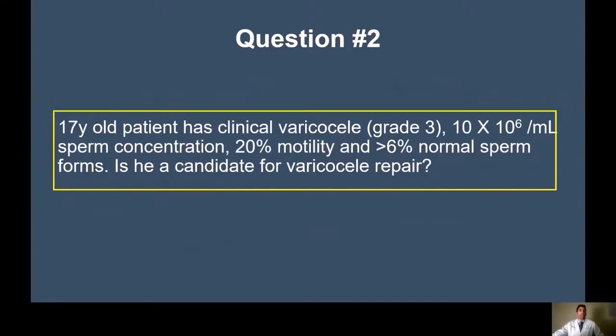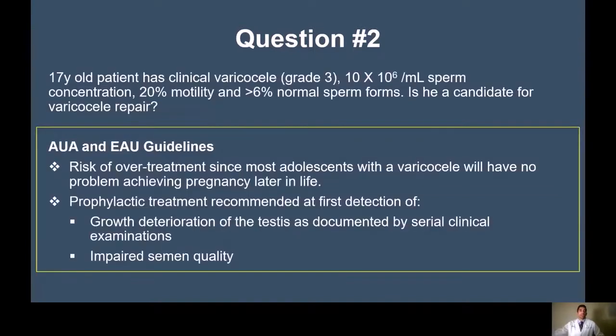Question number 2. We have a young 17-year-old male with a grade 3 varicocele. He has 10 million sperm per milliliter, 20% motility, and over 6% normal sperm morphology. Is he a candidate for varicocele repair? So this is a young adolescent with oligoasthenozoospermia. Fortunately, the AUA and EAU guidelines have discussed the role of varicocele repair in the adolescent population.